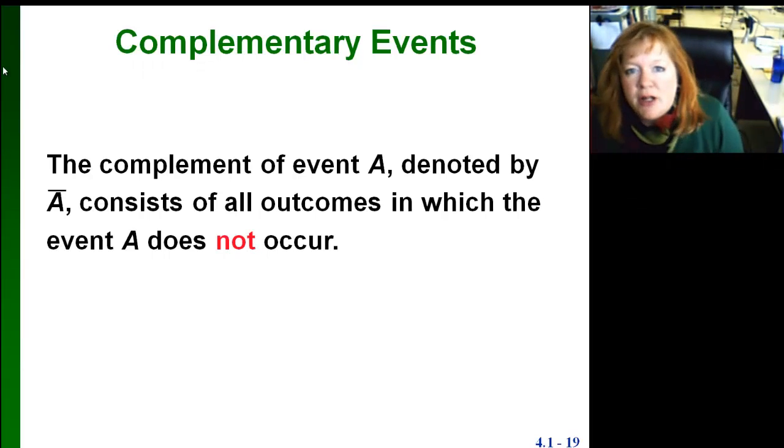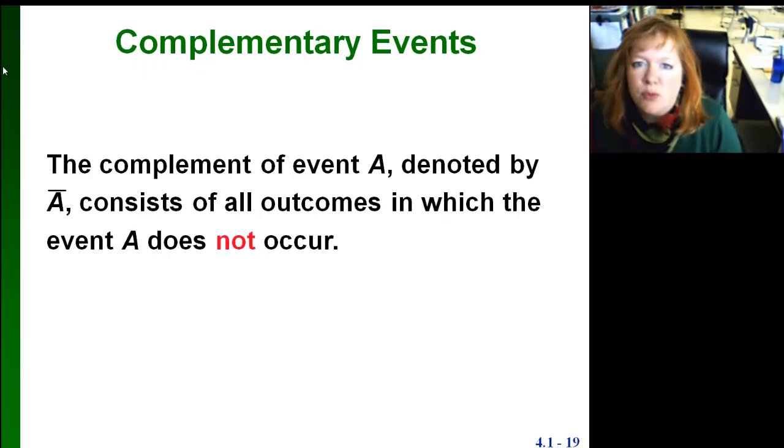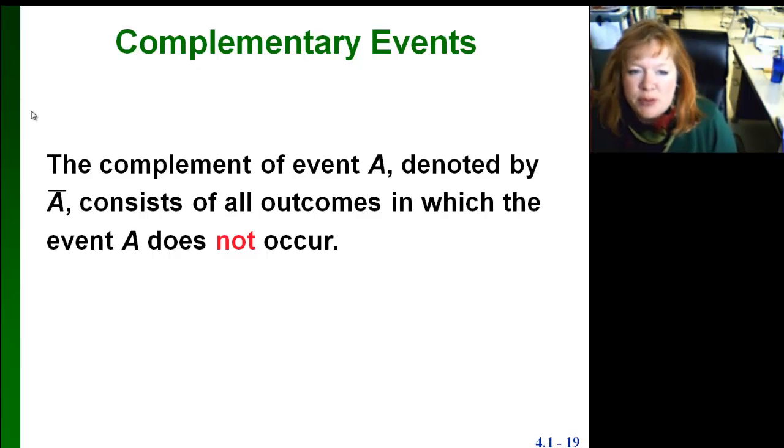Welcome back. We're on day 2 of section 4.1 and 4.2 notes, and we're on the bottom of page 3 of your note packet. And we're going to start with complementary events. It says the complement of an event, denoted by A with a bar on top, consists of all outcomes at which A does not occur. Event A does not happen.